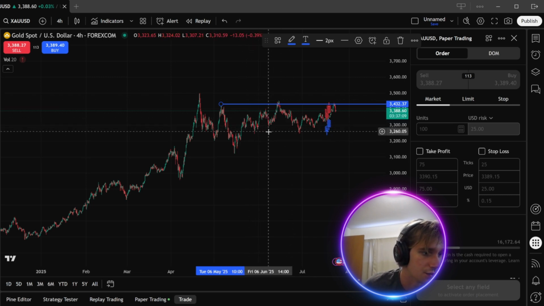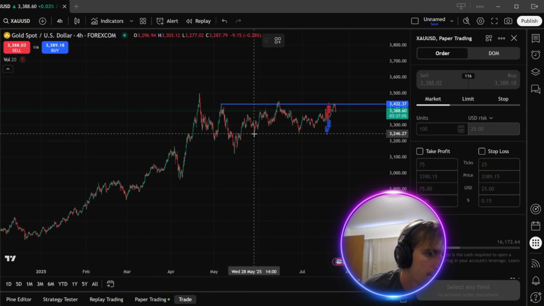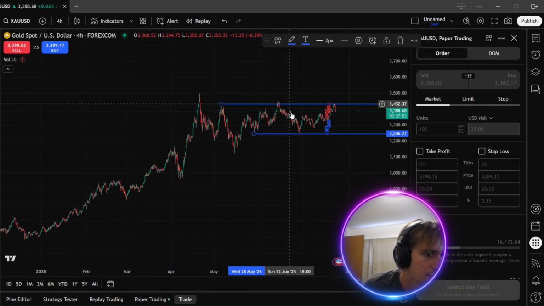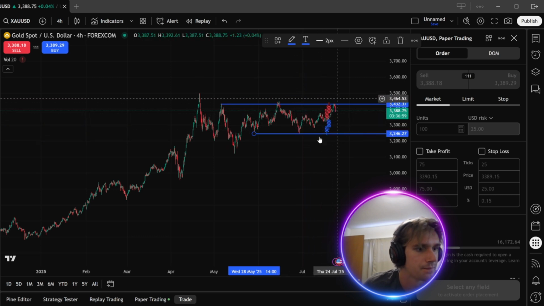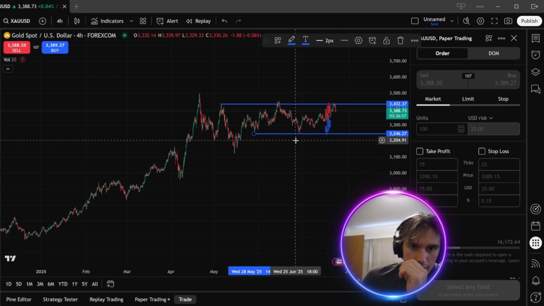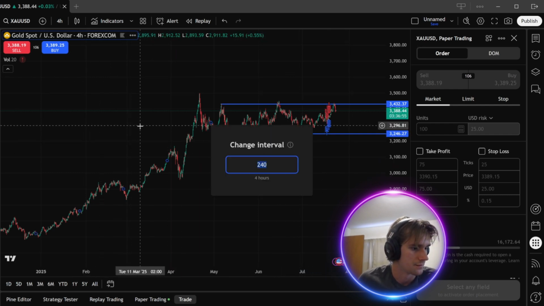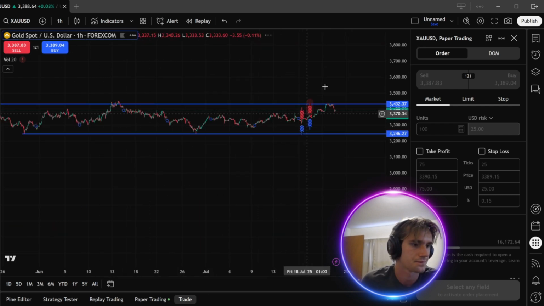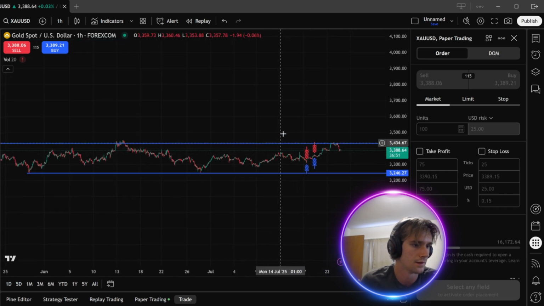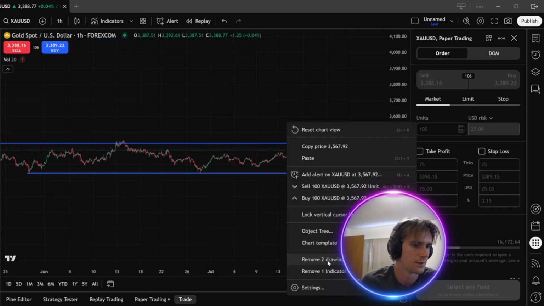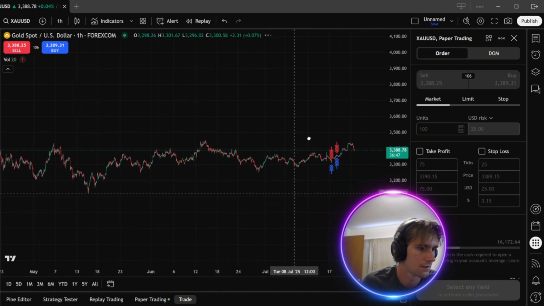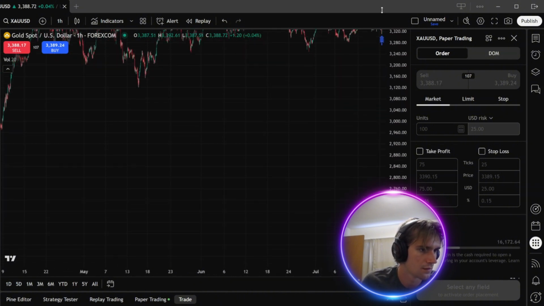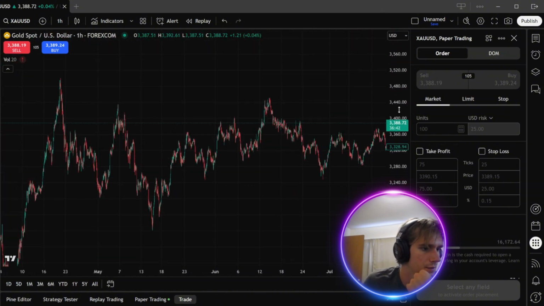But this is good. Here we go, another one. We test that low again. Liquidity sweep back up. Let's try another one. Let's try the 1 hour.